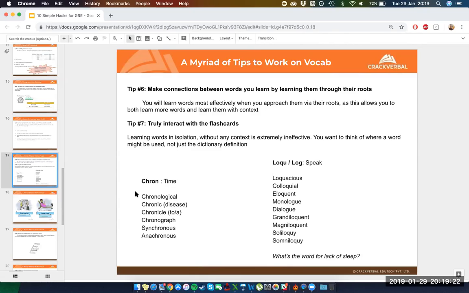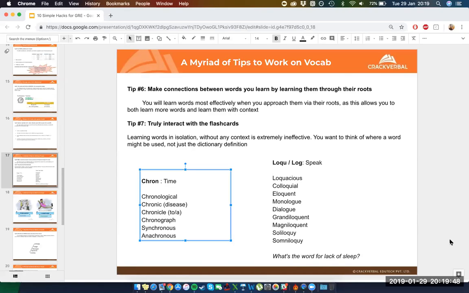You see the word cron over here for time. Now, cron is not a real word, but it is the root for time. The origin of the word cron comes from Kronos, all right? So Kronos is the Greek god of time. And that's the origin of all words related to time in English.